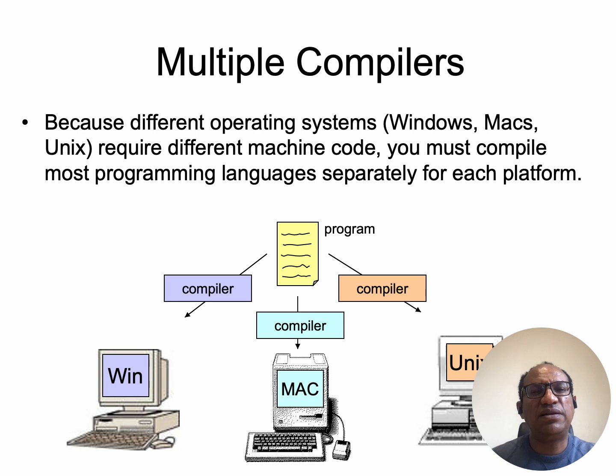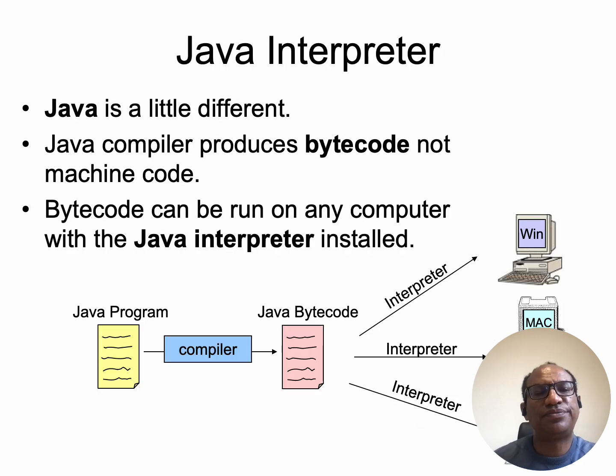A challenge in programming is that different operating systems, such as Windows, Mac OS, or Linux, require different machine code. For most programming languages, this means the same program must be compiled separately for each OS using different compilers. For example, a C++ program compiled for Windows won't run on a Mac unless it is recompiled specifically for Mac OS. Unlike many languages, Java uses a unique approach.